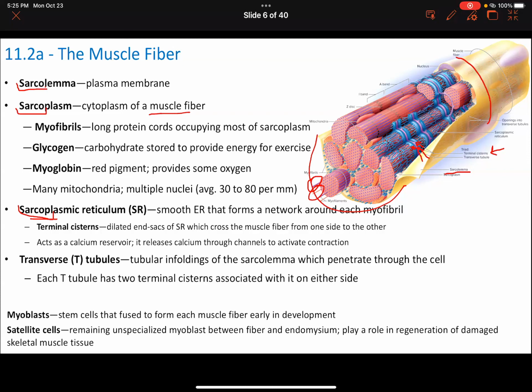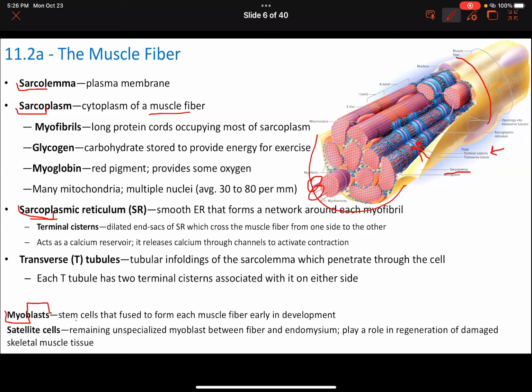Some other things to know about regarding muscle cells or muscle fibers. There are myoblasts, using this prefix myo, and blast, if you remember from learning our other tissues, is creation or genesis, so these are muscle cell creators. Myoblasts create muscle cells. They are stem cells that fuse together to form a new muscle fiber, and this happens early in development because you don't generate new muscle fibers as an adult.